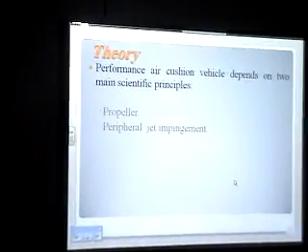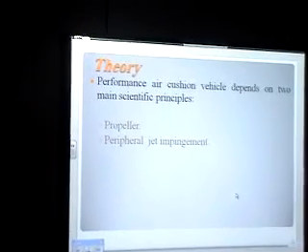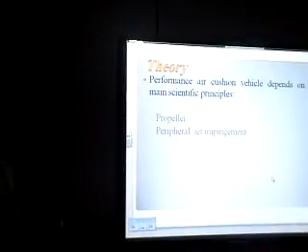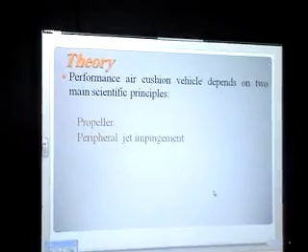The theory. We have two important theories for hoverboards in general. We have propeller dynamics, and we have propeller jet impingement, and we consider the propeller jet impingement by studying the performance of jet impingement for the hoverboard.